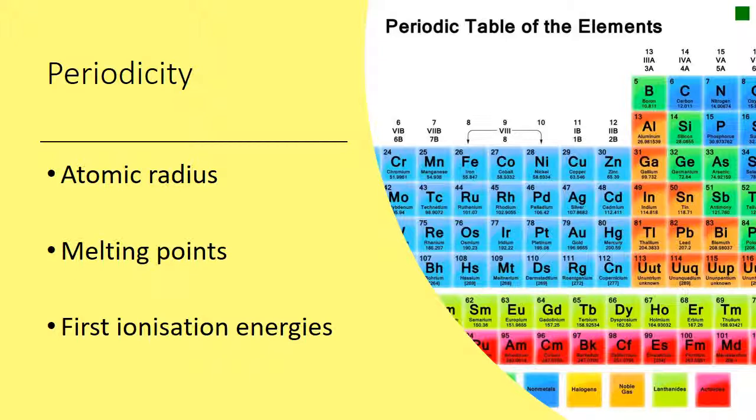Then we had a look at the first ionization energies, and saw an increasing trend in first ionization energies generally as the nuclear charge increased across the period, but we saw a couple of blips there as well, and we explained those.